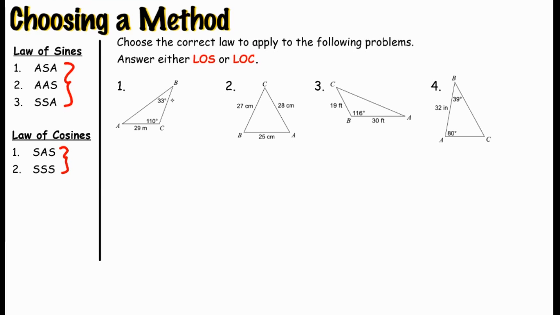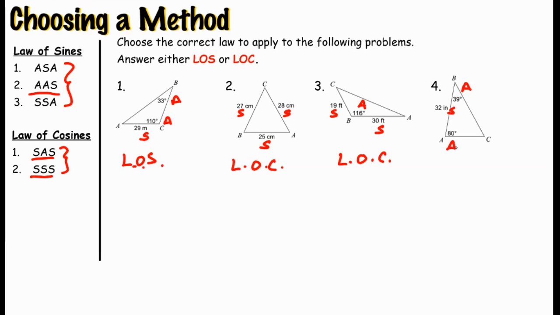So if we look at number one, we see there is an angle, and a side. That is an AAS relationship. We would use law of sines here. In number two, we're given a side relationship. We would use law of cosines. Number three, we have a side relationship. That is law of cosines again. And in example 4, we have an angle followed by a side followed by an angle. That is a law of sines relationship.